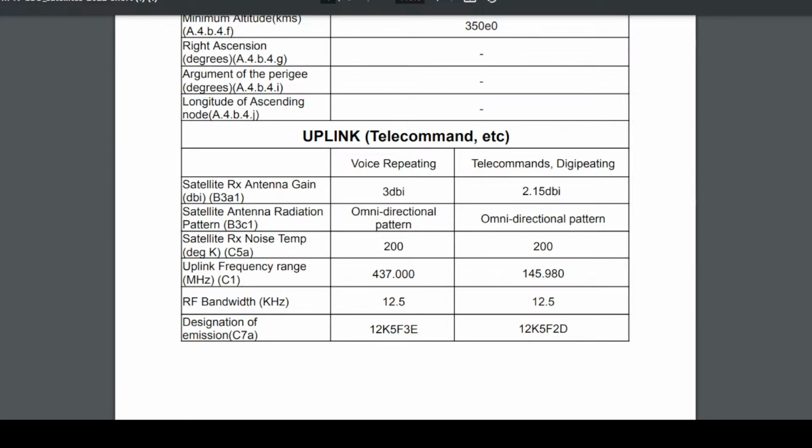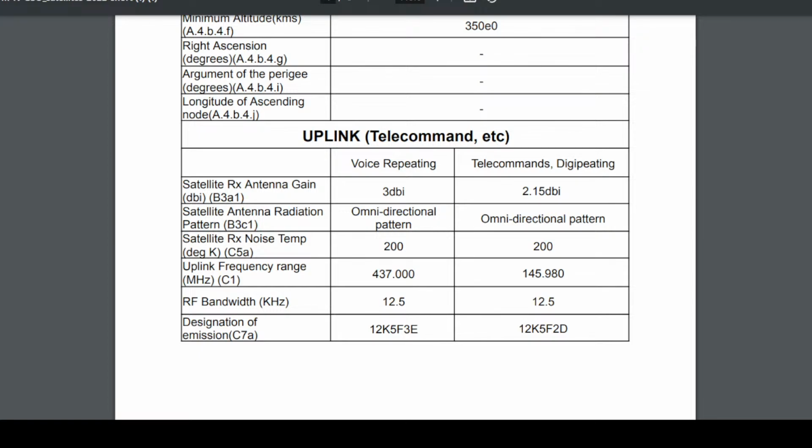Then the satellite's receiving noise temperature. Noise temperature is basically how much distortion takes place, and the temperature at which the distortion takes place is taken into consideration, because that's how distorted the signal would be, and that's how much free path loss we would have to calculate. So it was 200 Kelvin.